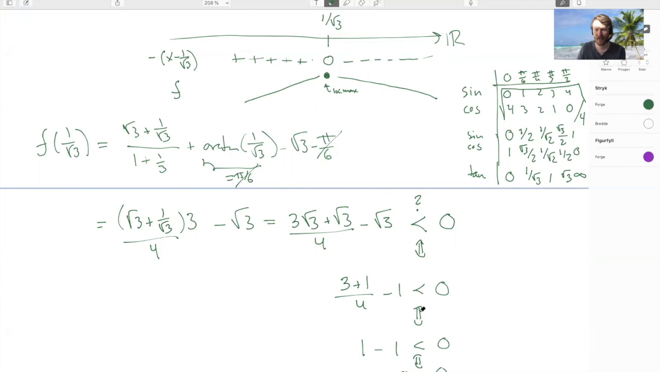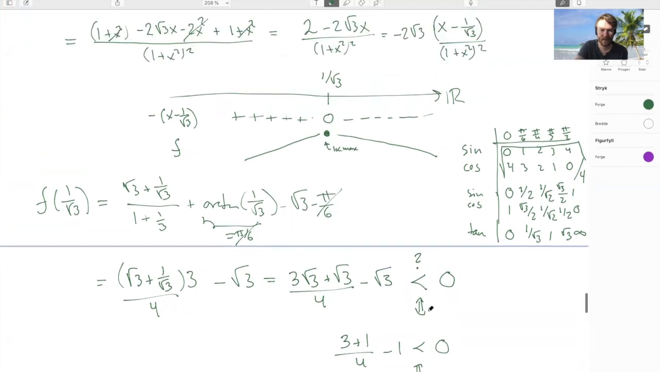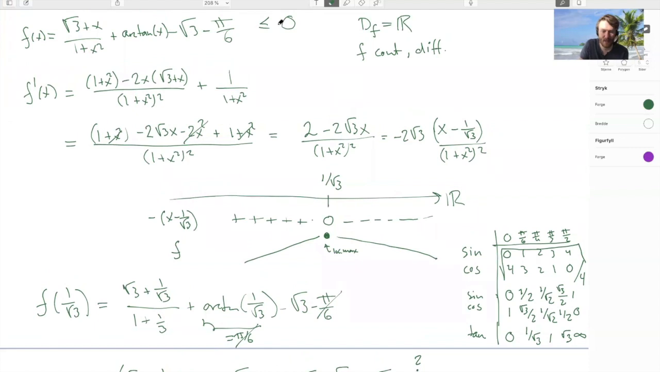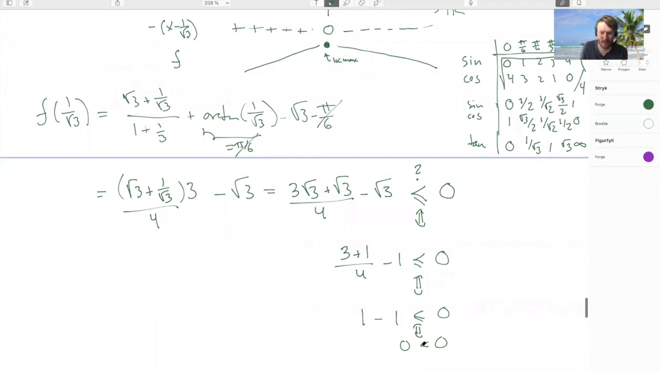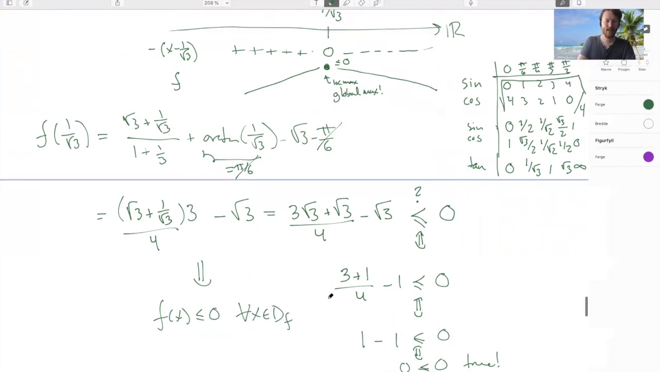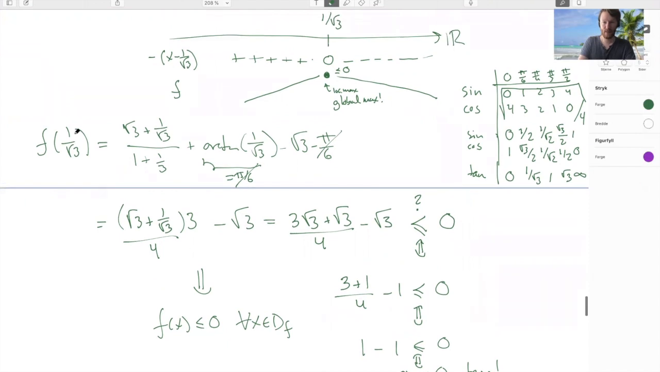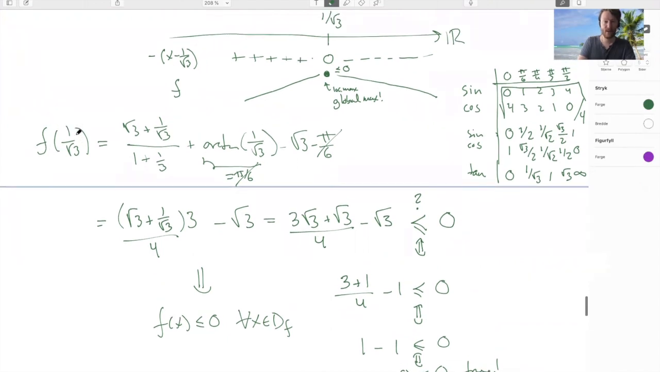Oops, contradiction. But let's take a look here. In fact, I needed to get this less than or equal to 0. So this is what I needed, and this is of course true. So this value here is less than or equal to 0, meaning that f of x is less than or equal to 0 for every x in the domain of f. And please notice that we've proven that this value of f is less than or equal to 0. And since this was the maximum value of f, the global maximum, this means that f of x is less than or equal to 0 for every x.